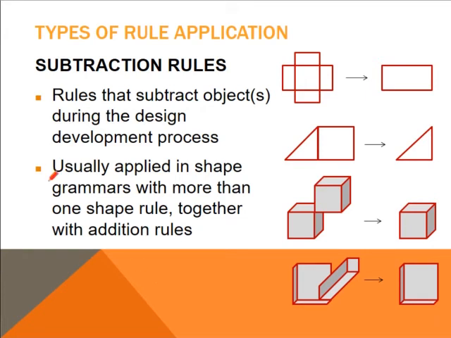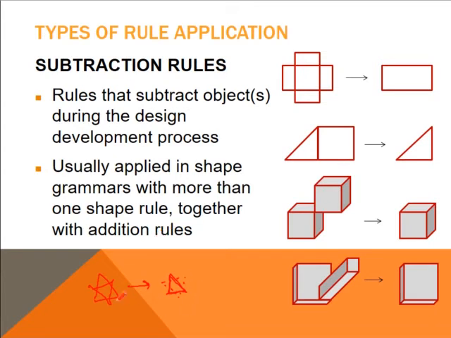Okay, just imagine you have this rule. You have this overlapping equilateral triangle, and the rule specifies that you remove this part here. You remove that triangle, so you only have this triangle. Imagine this is a single rule shape grammar, meaning that you don't have any other rules to develop the design.